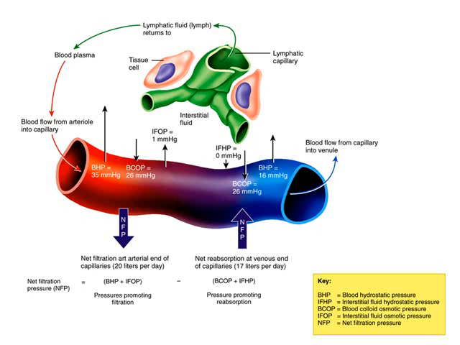When you look at the total net filtration pressures, the net filtration at the arterial end of the capillaries is around 20 litres a day and is calculated by blood hydrostatic pressure plus interstitial fluid osmotic pressure, so pressures promoting filtration, minus the net reabsorption at the venous end of the capillaries, which is around 17 litres a day, and it's blood colloid osmotic pressure plus interstitial fluid hydrostatic pressure. So these are the pressures promoting reabsorption.